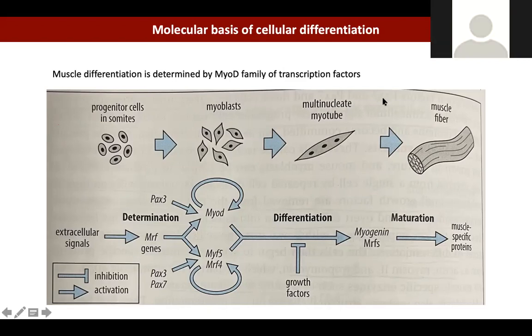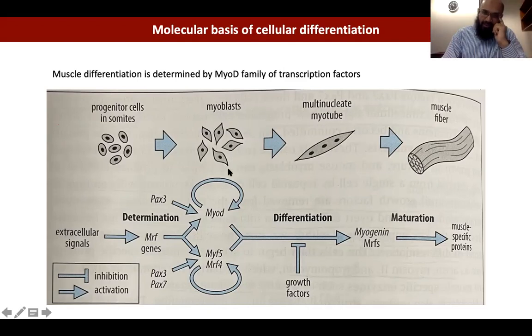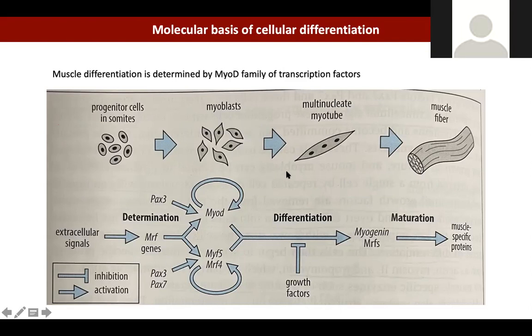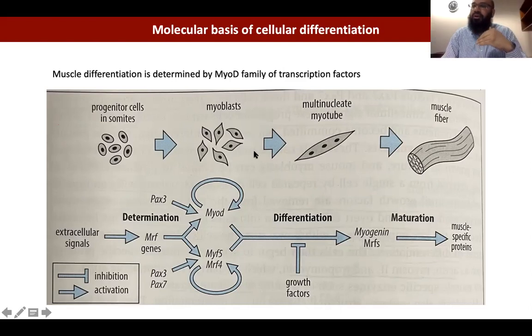Yeah, I think as the name suggests, they cannot differentiate any further. That's one aspect, but the other aspect is that they cannot divide further. That's why they are called end cells. And there is a reason why they cannot divide: the telomeres. Most of these cells, for example muscle cells, have shortened telomeres. Telomeres are the ends of the chromosomes, and there is telomere shortening after every cell cycle.